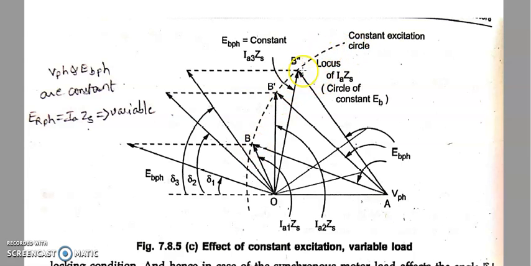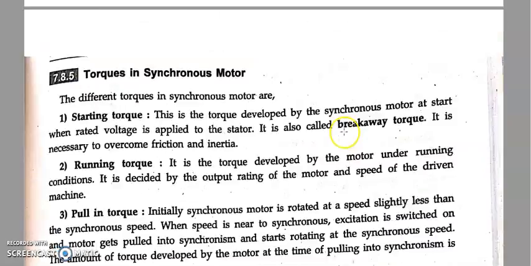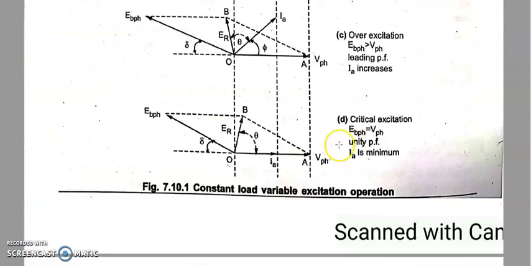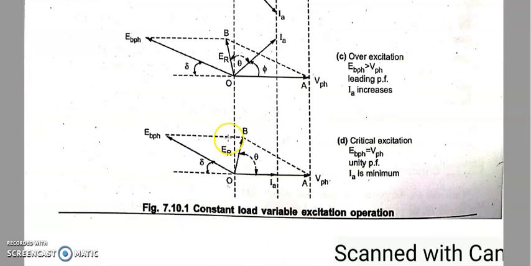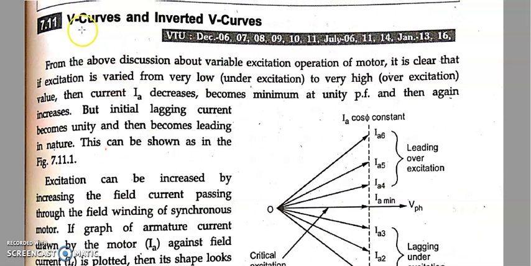Here I get constant excitation circle for the effect of constant excitation variable load condition, and in variable excitation constant load condition, I get IA cos phi line constant, yes or not? IA cos phi as well as V phase as constant line we get. Here it is a circle, there it is just a line. You can see here, this is what we get, IA cos phi line for variable excitation constant load condition. Throughout these four figures, all deltas are having the same value, but EB phase, ER, IA, phi will all change. Now let's study about V curves as well as inverted V curves.